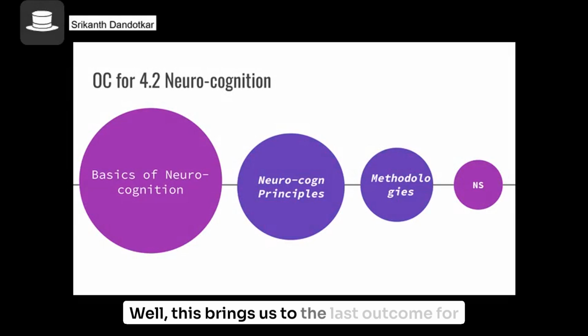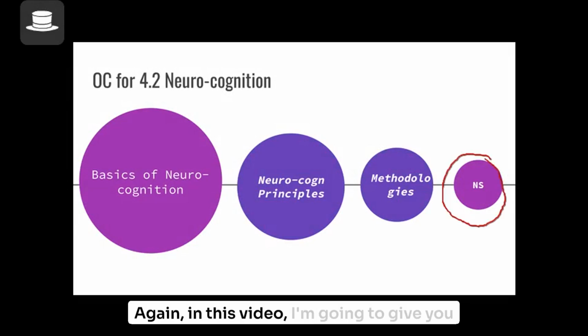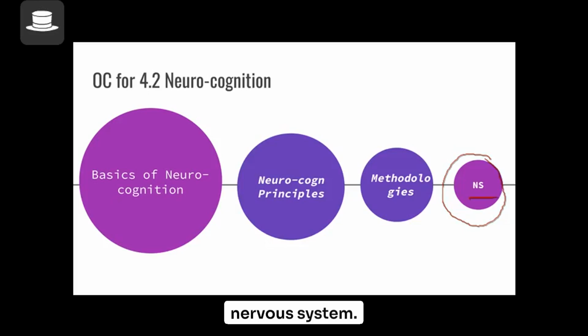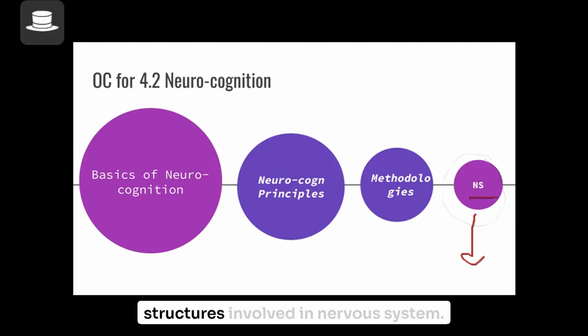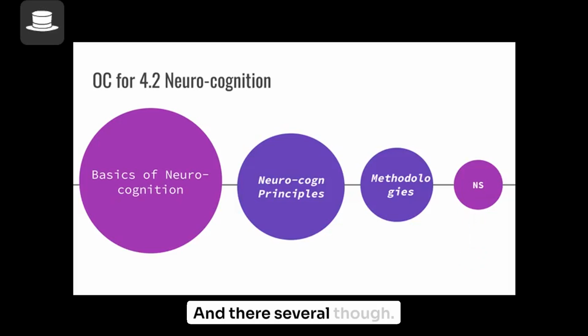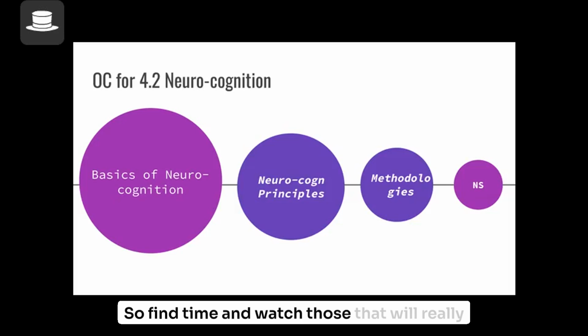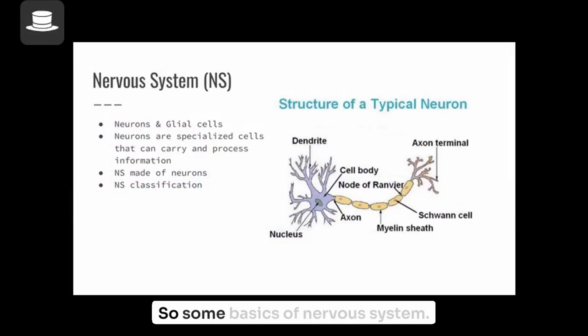Well, this brings us to the last outcome for this video. Again, in this video, I'm going to give you only a very brief discussion on the nervous system, but there are other videos that I want you to look at to get a complete picture of the structures involved in the nervous system. When we say nervous system, we're talking about the neurons, and we're talking about the classification of the nervous system. So I strongly suggest you watch. These are very short videos, 4 or 5 minutes each, and there are several though. So find time and watch those. That will really enhance your understanding of the deeper discussions you'll eventually make and the connections you can make by watching these videos. So some basics of the nervous system.